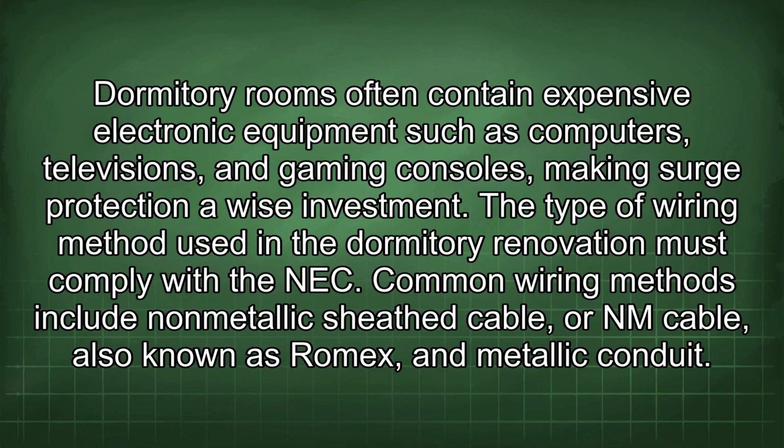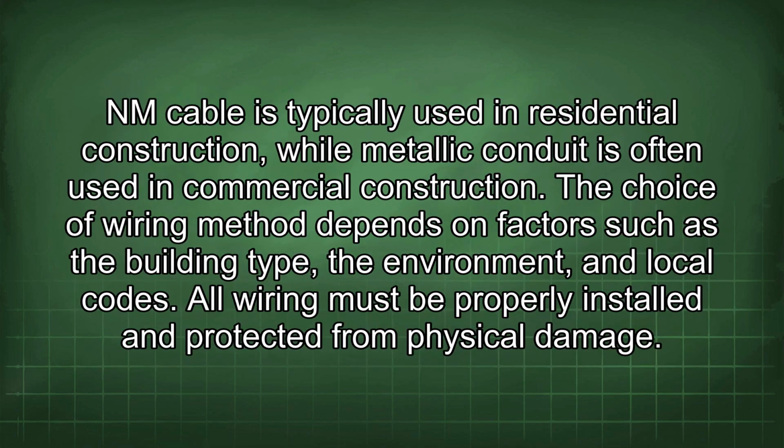The type of wiring method used in the dormitory renovation must comply with the NEC. Common wiring methods include non-metallic sheath cable, or NM cable, also known as Romex, and metallic conduit. NM cable is typically used in residential construction, while metallic conduit is often used in commercial construction. The choice of wiring method depends on factors such as the building type, the environment, and local codes. All wiring must be properly installed and protected from physical damage.